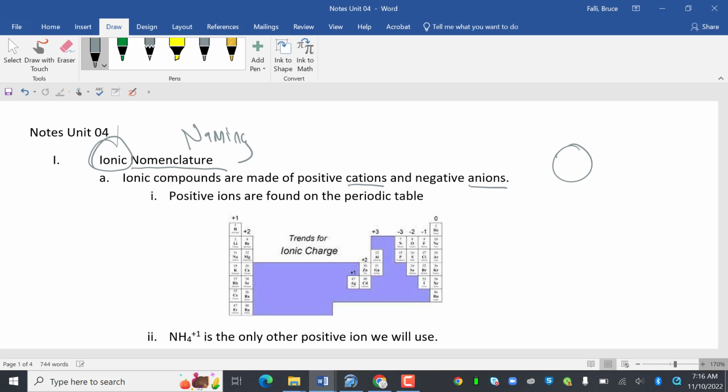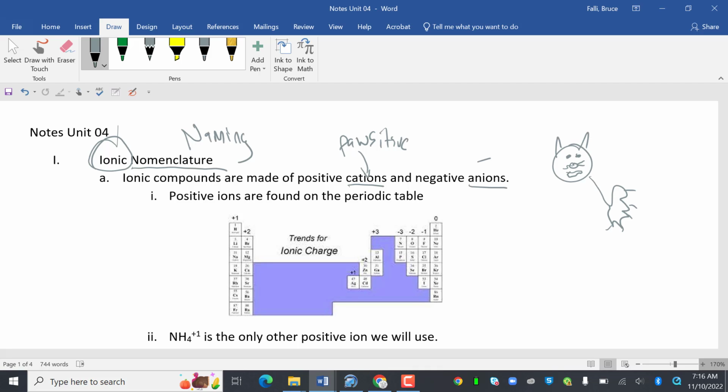You should be aware that there are two types of ions, and it's kind of hard to keep track of which one's which. But for a cation, I remember that cats have paws. So cations are positive and anions are negative.